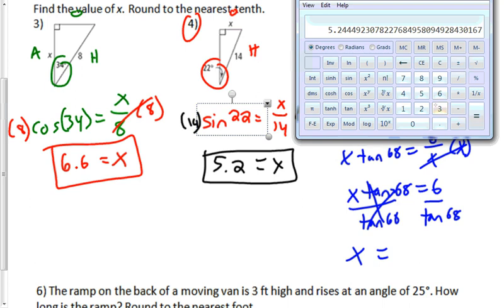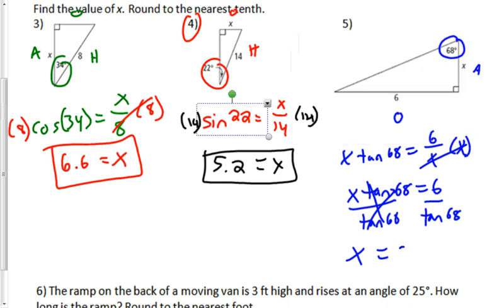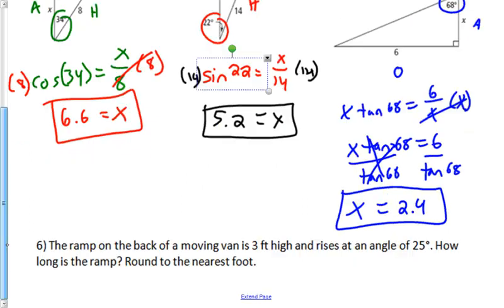So now x is equal to 6 divided by the tangent of 68. So let's see if that's going to work here. 6 divided by, I'm going to use parentheses to make sure this works, 68 tangent, close parentheses, and I got 2.4. I round it, and that does look accurate for this one as well. All right, so that is using sine, cosine, and tangent, or SOHCAHTOA.